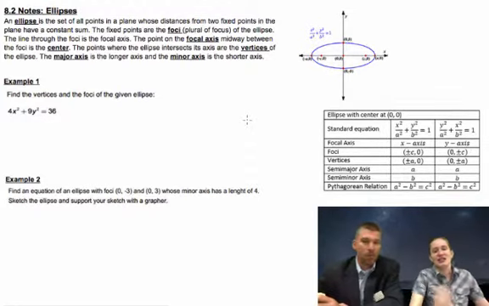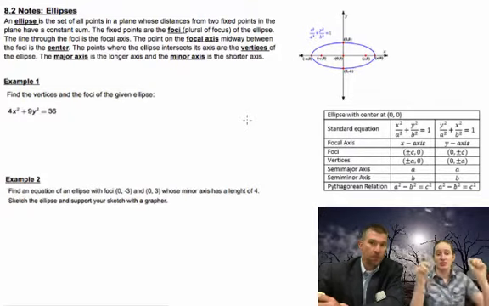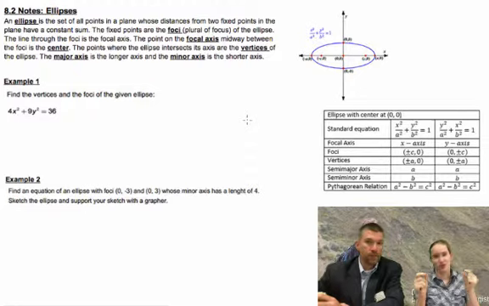All right, so an ellipse is a set of all points of planes whose distances from two fixed points of the plane have a constant sum. So those are going to be our foci, which is plural of focus.